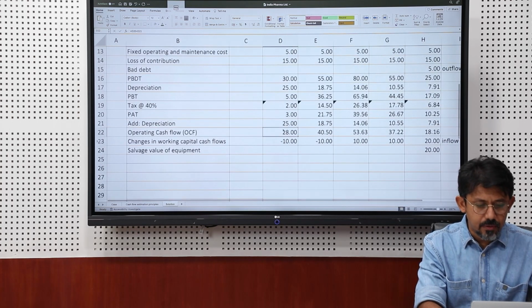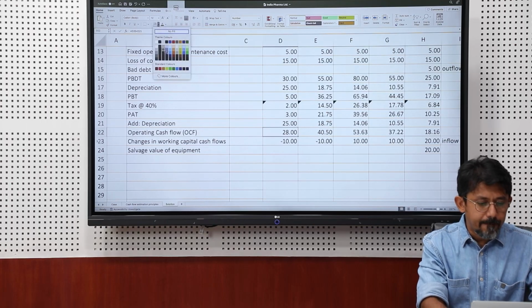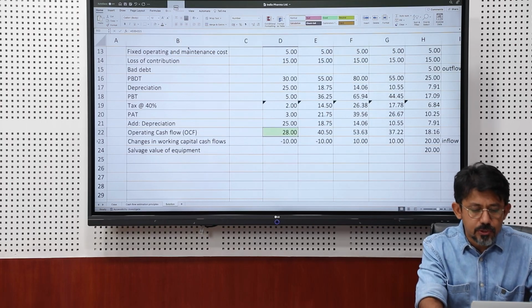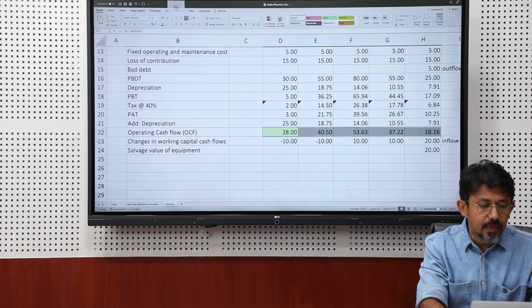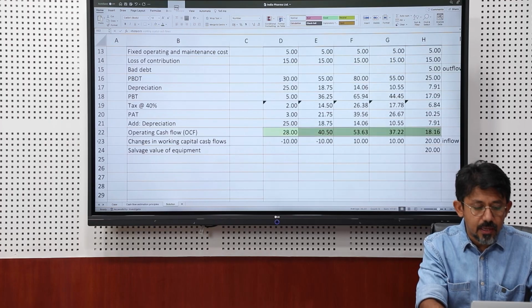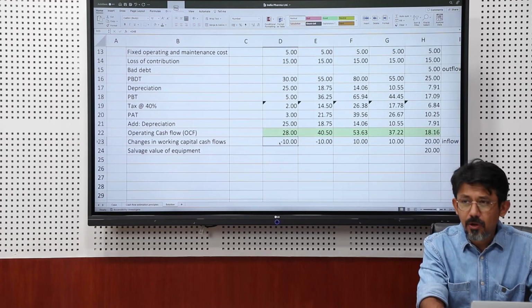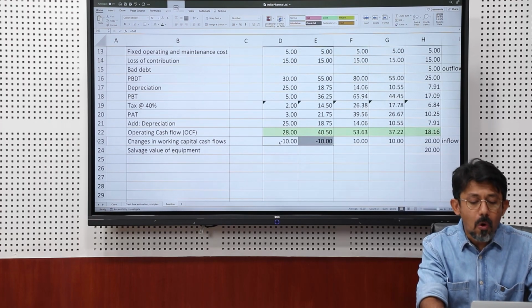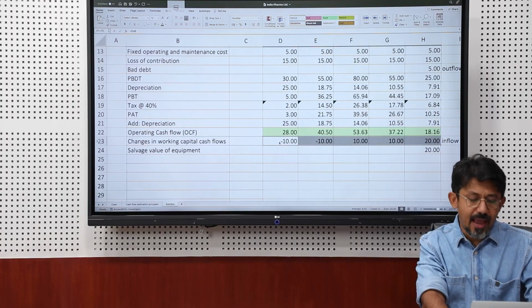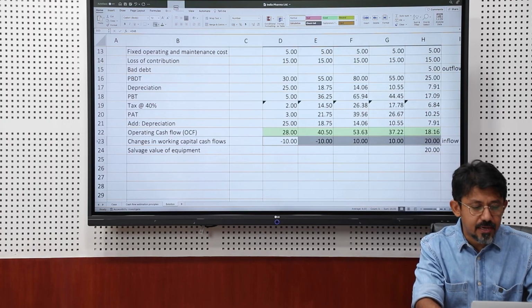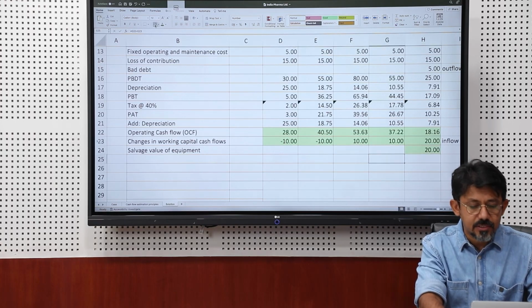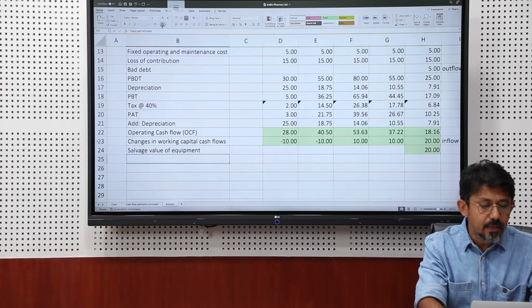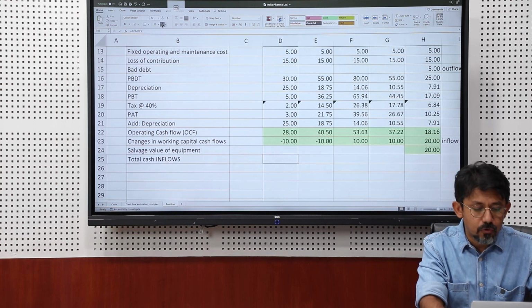So, let me look at the cells from here. My operating cash flows were 28, 40.5, 53, 37 and 18.16. In that, I either deduct, because it is minus 10, or I add the working capital cash flows because it is plus 10, 10 and 20, and salvage I add only in the last year. This would give me my total cash inflows.